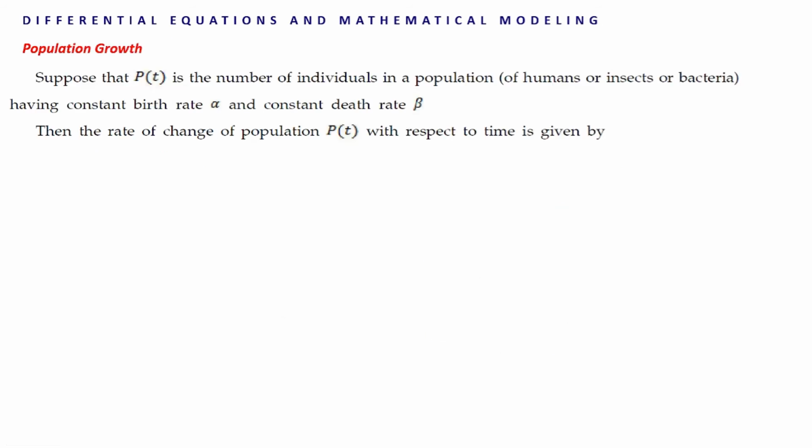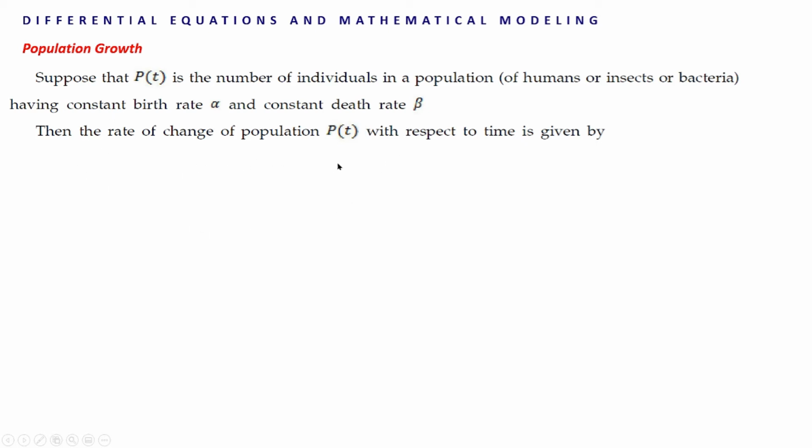Now moving on, here we will see some growth models. The first one is population growth. Suppose that P of t is the number of individuals in a population of humans or insects or bacteria having constant birth rate alpha and constant death rate beta.